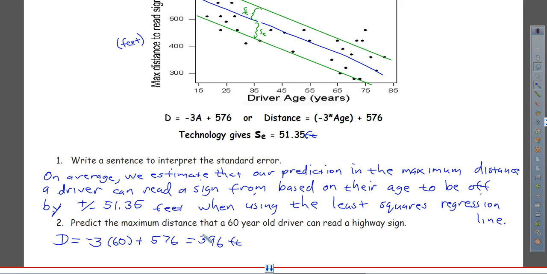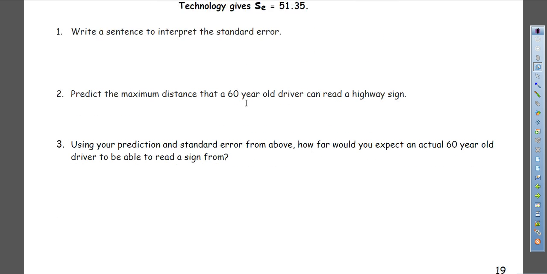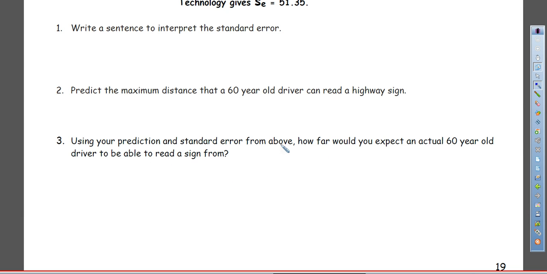Now, where would we expect to find an actual 60-year-old? Keep in mind, we don't have a 60-year-old, and even if we did, maybe we have multiple of them. Then which one do we use? So we just want to have an idea for an estimate on where we actually expect to find a 60-year-old based on using our standard error. So keep this view in mind, and let's go down to number 3. Using your prediction and standard error from above, how far would you expect an actual 60-year-old driver to be able to read a sign from?